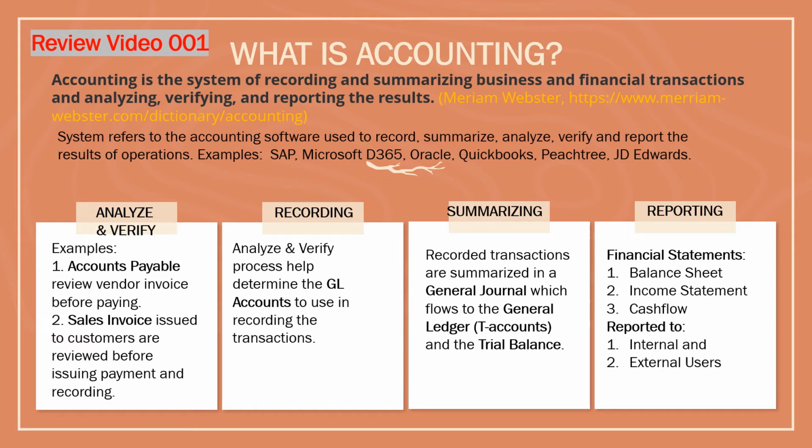Examples of our external users are, let's say, the IRS. When we submit our tax information, they need our financial statements as well, right? Or a bank. If you have a loan with the bank, you've got the bank covenants. With the bank covenants, you have to submit your financial statements. Those are examples of external users. So that's a quick review of our first video, mostly on the definition of accounting.